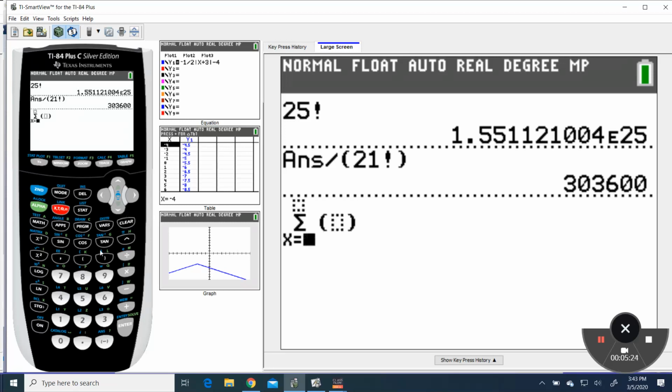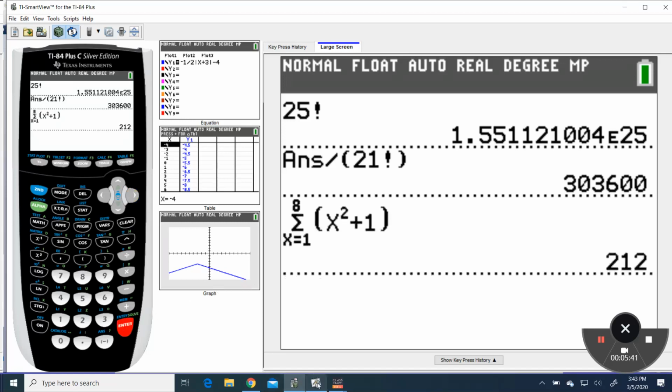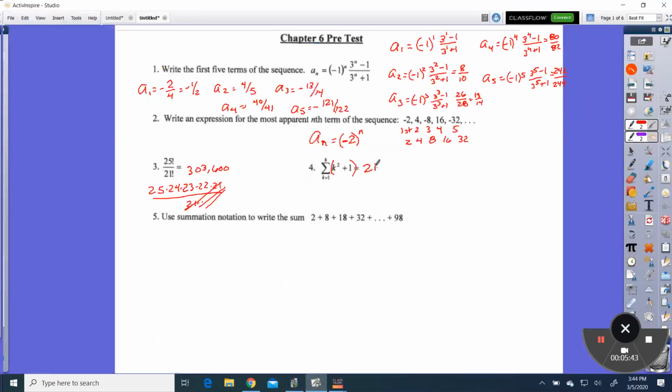So on my problem it says X equals 1, and then it goes up to 8, so I put an 8 up there. And then in here it says it's X squared plus 1, so I go X squared plus 1. So I just type that in my calculator just like that, and I hit enter, and it tells me that the value is 212, and I'm done.